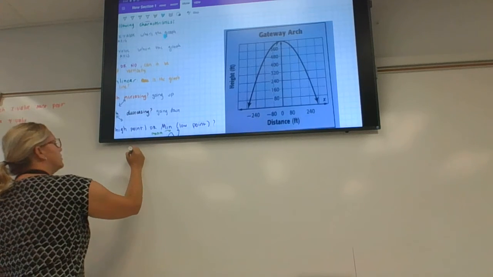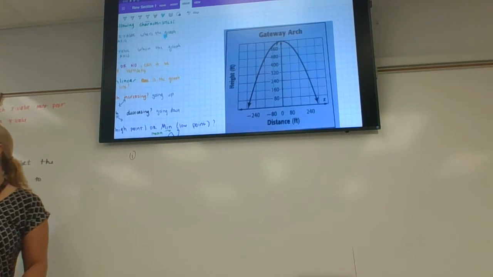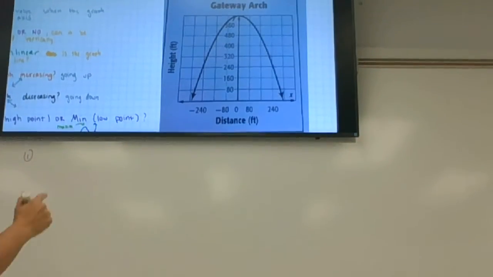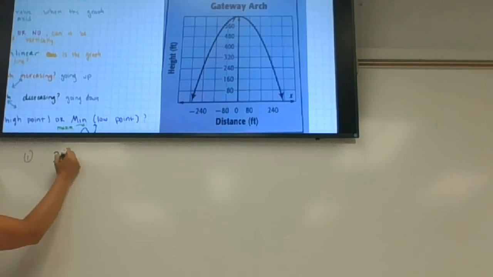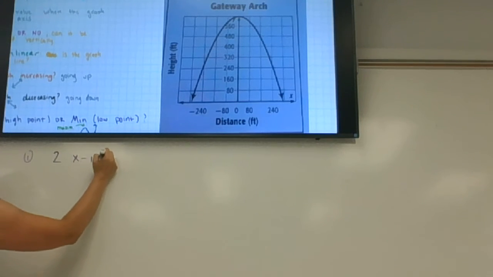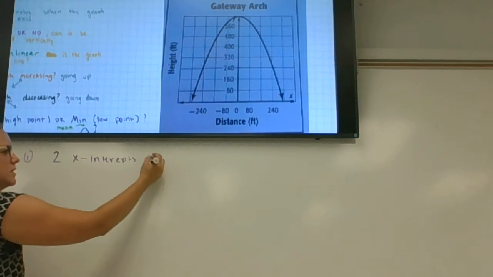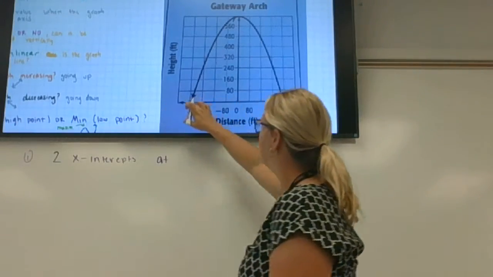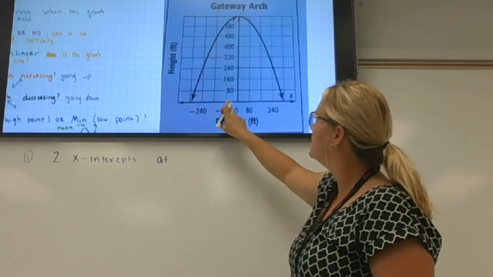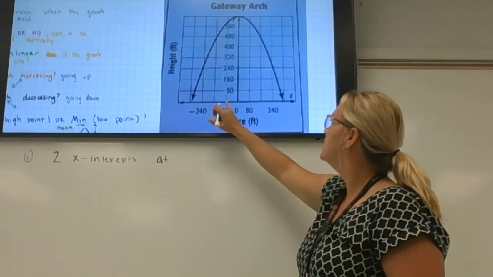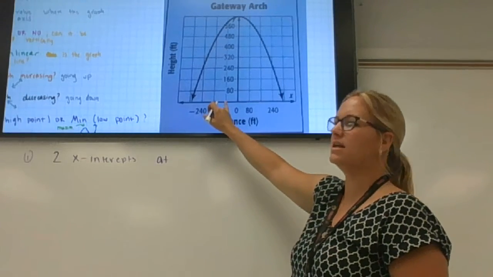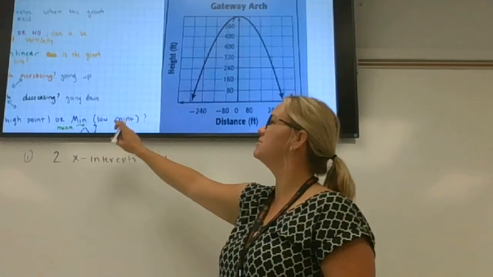Okay, so number 1, what's the first characteristic we're supposed to describe? The X value where the graph crosses the X-axis. So this graph has 2 X-intercepts. Not all do. This particular graph has 2 X-intercepts. It goes all the way to 80, to 240. And the X-intercept, so here's our X-axis. We're talking about X-intercepts. X-intercepts are on the X-axis.